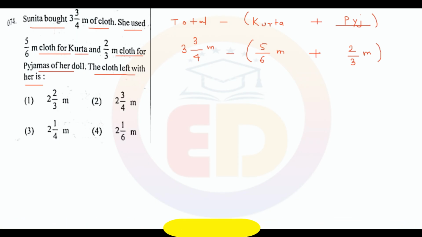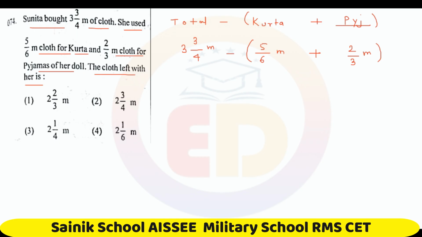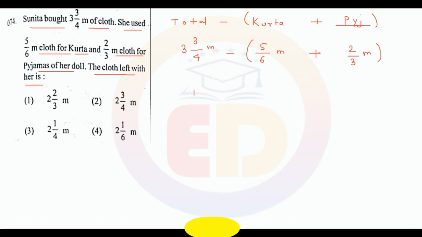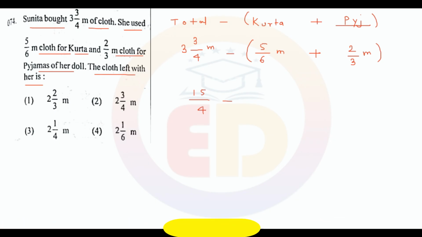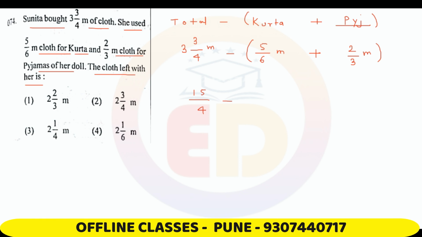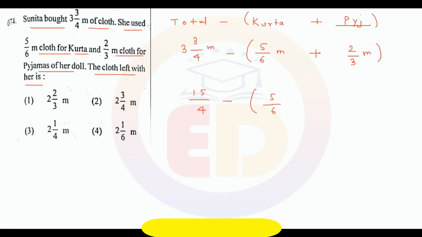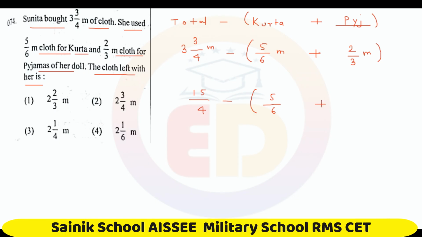So what we will do here is we will not do this sum separately. Let us do it together. 3 whole 3 by 4 is 15 by 4 minus 5 by 6 plus 2 by 3.